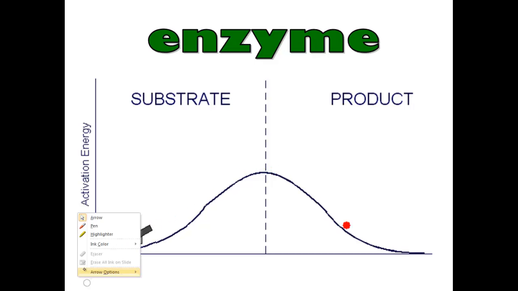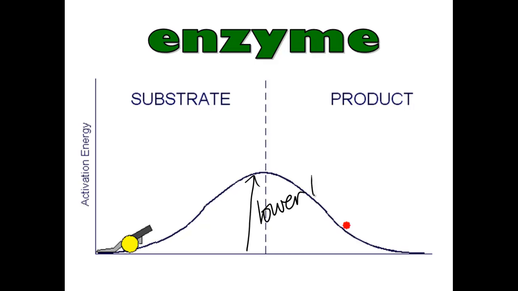The reason that energy of activation hill got lower is because an enzyme was added. So an enzyme will decrease the energy of activation so reactions can happen with less energy.